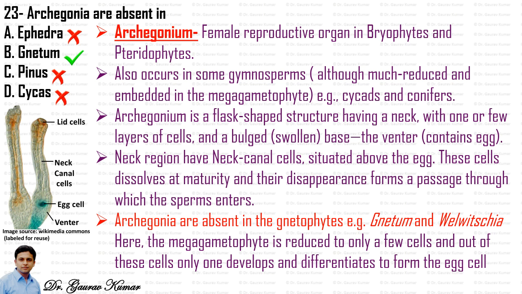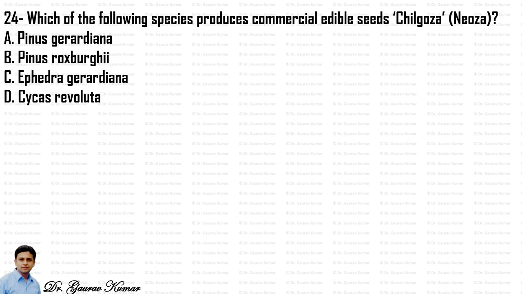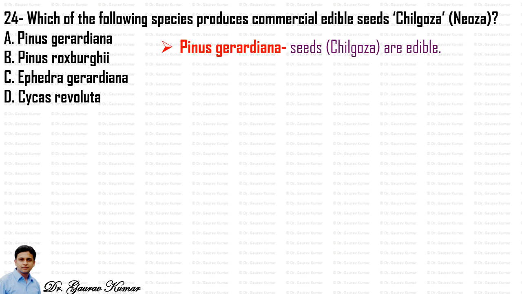So let's move towards the next question. Which of the following species produces commercial edible seeds? Chilgoza. So the answer will be the first one, that is Pinus gerardiana. The seeds of Pinus gerardiana are edible and they are called Chilgoza. Let's see the economic importance of the other three options also.